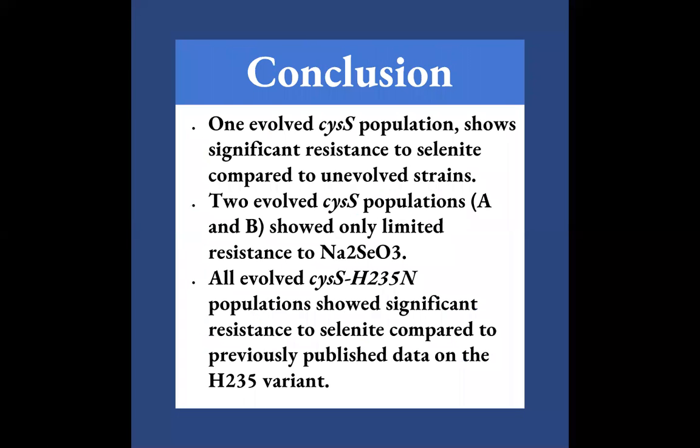Overall, our research showed that one evolved wild-type CysRS population shows significant resistance to selenite compared to the unevolved strains. The other two populations showed only limited resistance to sodium selenite. However, all of the evolved CysRS H235N populations showed significant resistance to selenite compared to previously published data on the H235N variant. We predict that the increased resistance seen is a result of novel mutations in the CysRS gene.